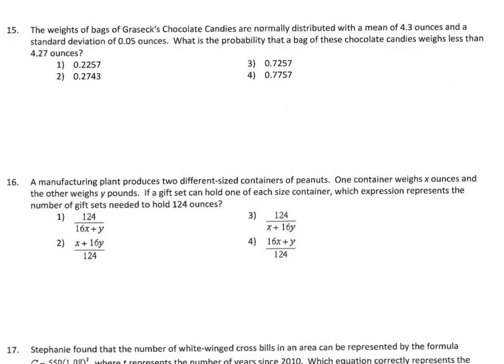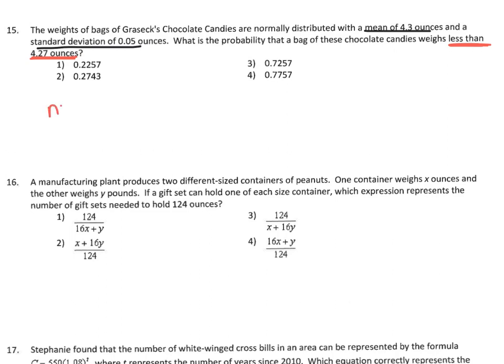Number 15, the weights of bags of Grade 6 chocolate candies are normally distributed with a mean of 4.3 ounces, underline that, that's important, and a standard deviation of 0.05 ounces. What is the probability that a bag of these chocolate candies weighs less than 4.27 ounces? Okay, so they're looking for us to do normal CDF here.